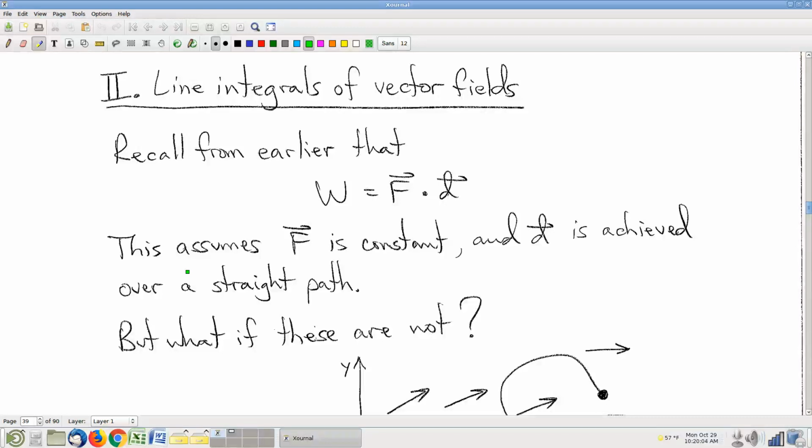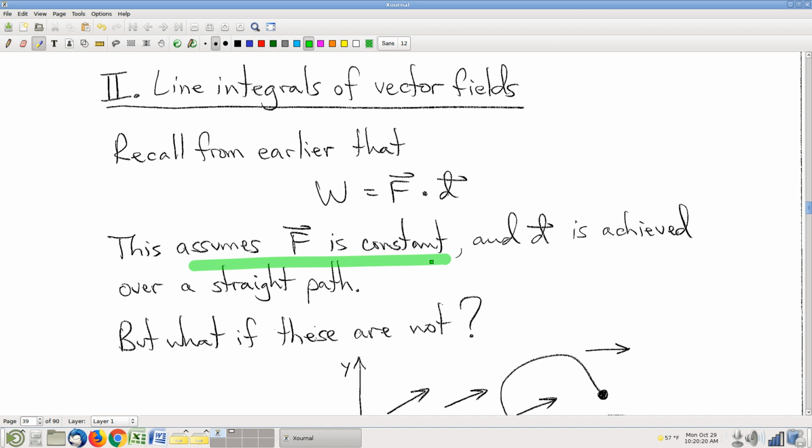Okay, so here's where we were last time. We were talking about line integrals of vector fields, and it came about from looking at a particular physics application, the question of how to compute work, right? So we have this formula from chapter 12, but this makes certain assumptions. It assumes your vector field's constant.